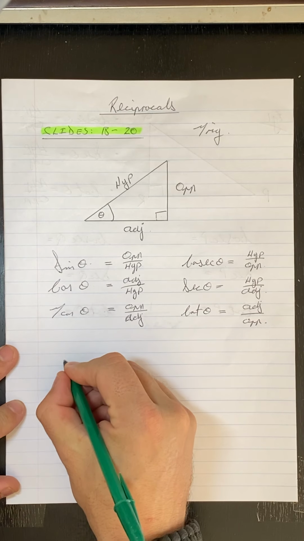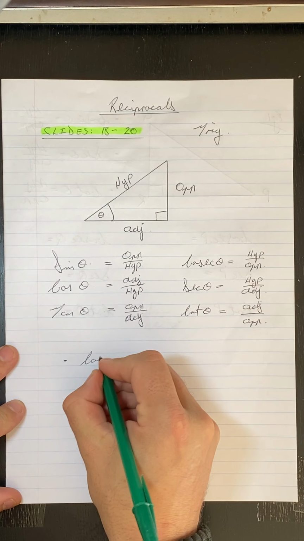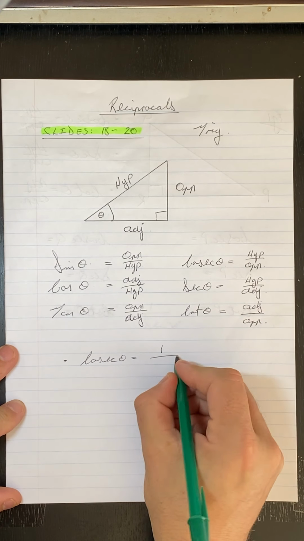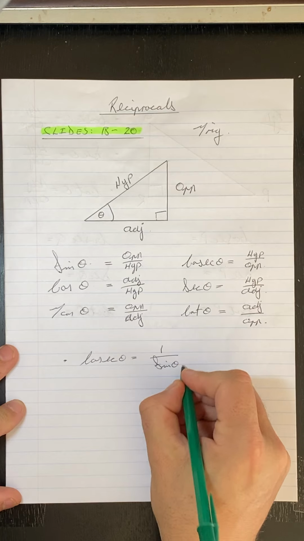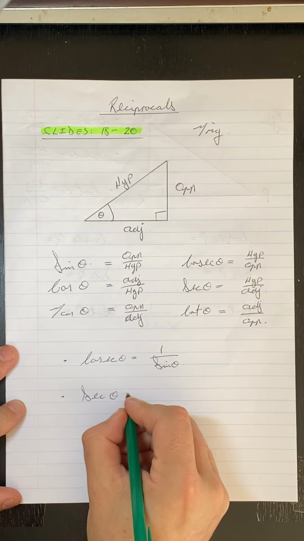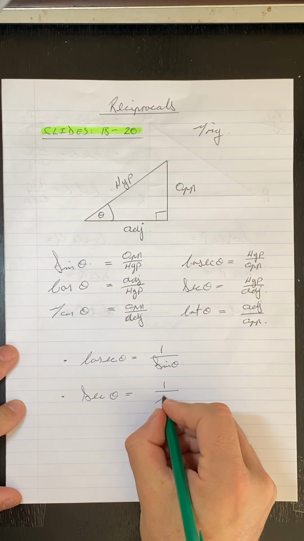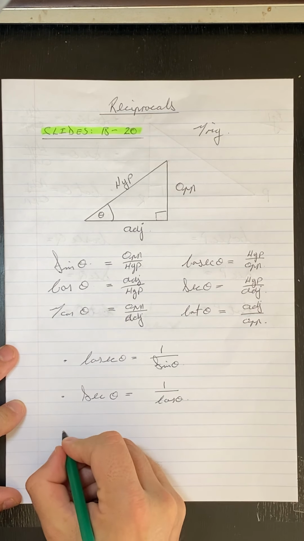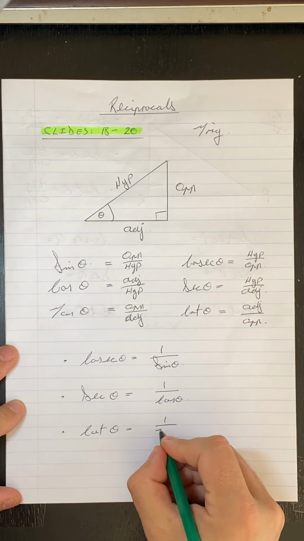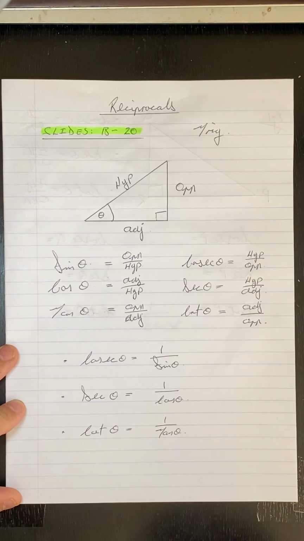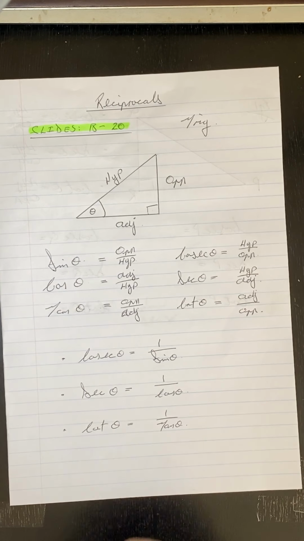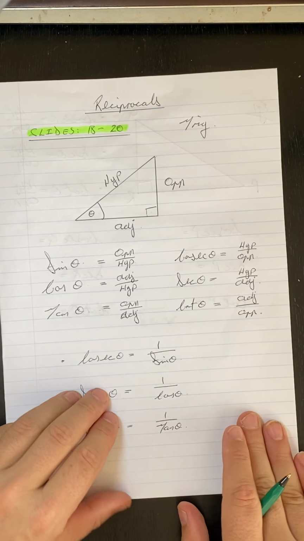I just want to make a note over here. Cosec theta will be equal to 1 over sine theta. Sec theta will be equal to 1 over cos theta. And the last one, cot theta, will be equal to 1 over tan theta. That's what we mean by reciprocals. It's just the opposite of it. So going on to an example now.